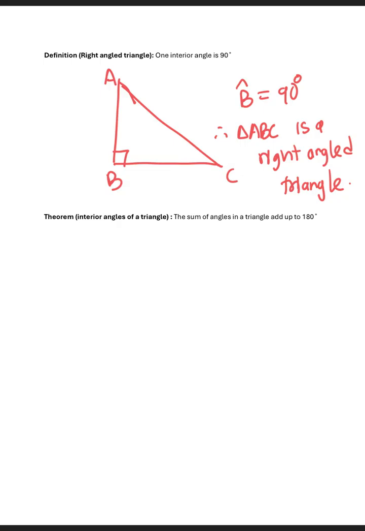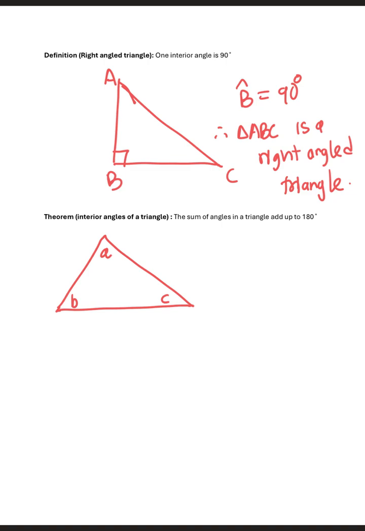And now we have a theorem. A theorem is sort of a principle. The theorem of interior angles of a triangle says that the sum of angles in a triangle add up to 180. So we have a triangle here, and then we have A, we have B, and then we have C. So the sum of angles in a triangle add up to 180, right? So we are gonna prove that.